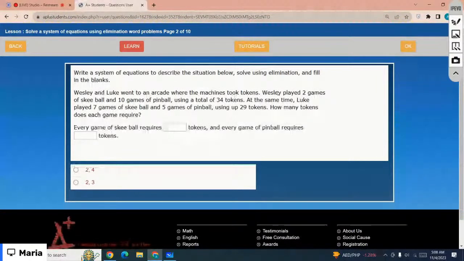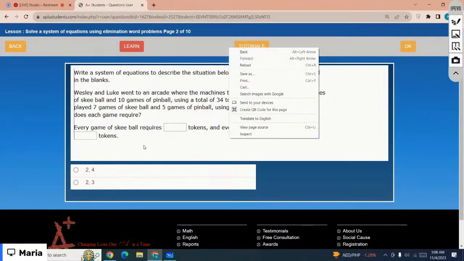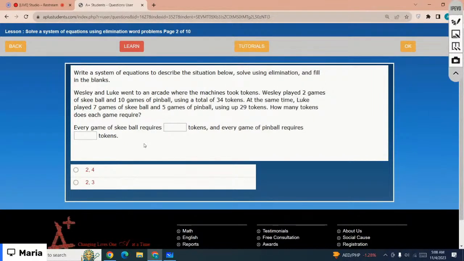The next one is: write a system of equations to describe the situation below, solve using elimination and fill in the blanks. Wesley and Luke went to an arcade where the machines took tokens. Wesley played 2 games of skee ball and 10 games of pinball using a total of 34 tokens. At the same time, Luke played 7 games of skee ball and 5 games of pinball using up 29 tokens. How many tokens does each game require? So you have to write down the equations, then you have to solve them.